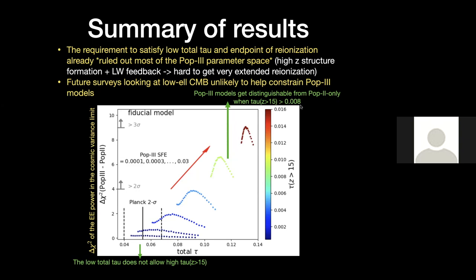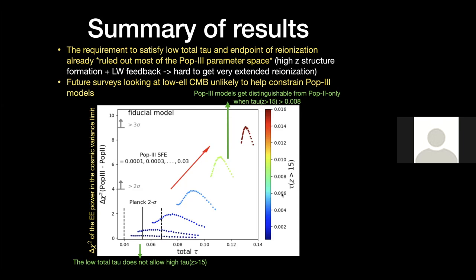However, if we restrict the models to be consistent with the Planck total tau, and that's restricted by these two black dashed lines here, then we see that these models are not allowed to have very high tau deduction 15. So what this is basically saying is that the low total tau constraint by Planck and the endpoint of reionization constraint by the forest already ruled out most of the POP3 parameter space without actually the need to invoke this tau deduction 15 constraint. So the reason is just that the high Z structure formation plus Lyman Werner feedback model makes it really hard to get very extended reionization at high Z.